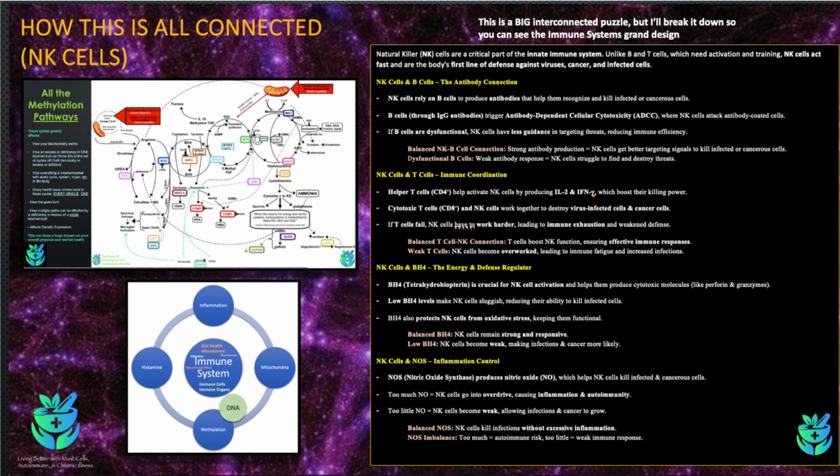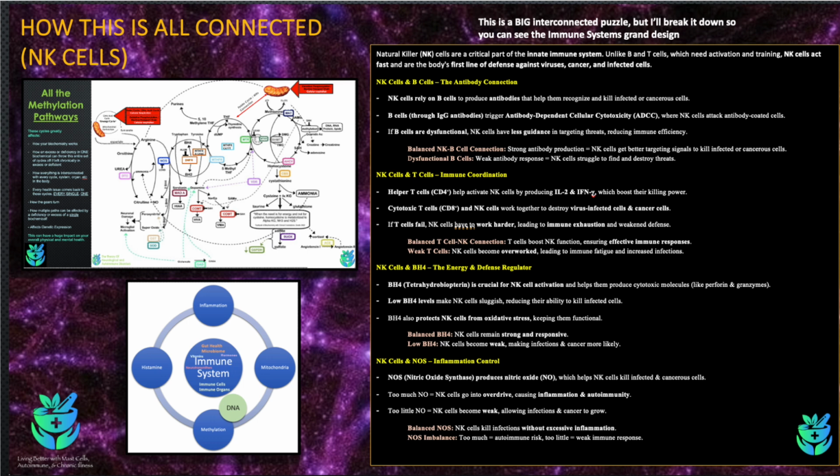Natural killer cells and NOS. This is where inflammation control comes in. Nitric oxide synthase, that's the NOS. This is also part of methylation, and it produces nitric oxide, which helps natural killer cells kill infected and cancerous cells. Too much nitric oxide and the natural killers will go into overdrive, causing inflammation and autoimmunity.